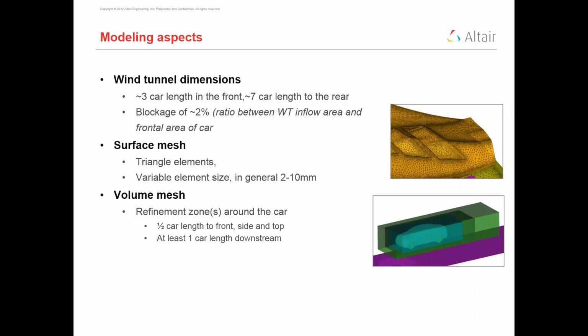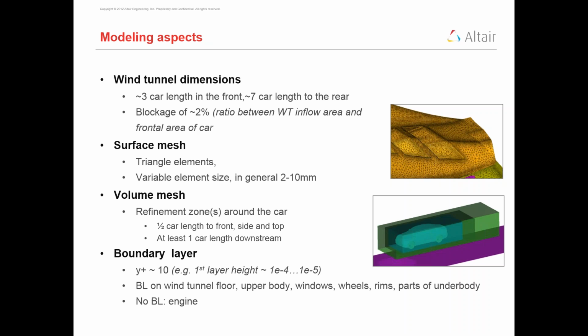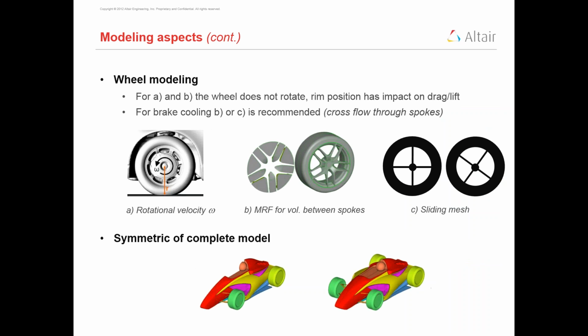Then comes the volume mesh. Around 2 to 3 refinement zones of the mesh are required. I'll tell you how to create these refinement zones in Q console. Then comes the boundary layer: minimum 5 to 10 boundary layers over the outer surface of your car. Then wheel modeling. I'll not go much into the wheel modeling part right now because this is just a simple car, so I'll skip this part.